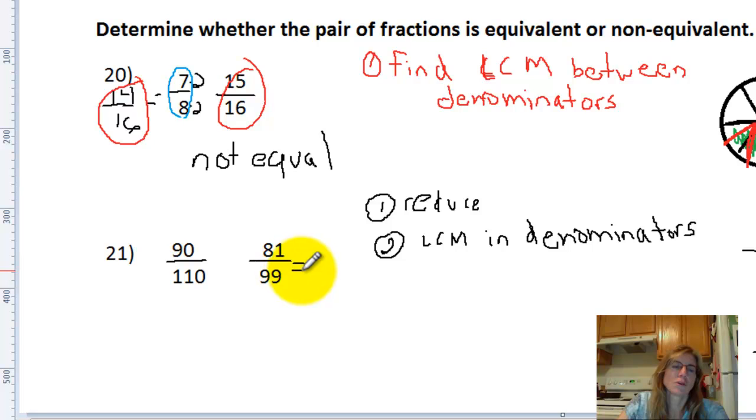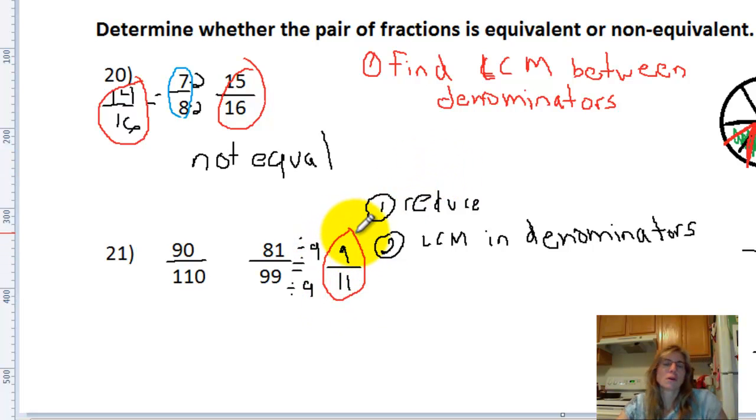So if I reduce this number, I have to figure out a number that can divide evenly into 81, and what number can divide evenly into 99. And it has to be the same number. You can't use different numbers. So 81 divided by 9 is 9. I have to divide the denominator by 9 if I divided the numerator by 9. So 99 divided by 9 is 11. I chose 9 because I knew it would work, because I know the multiples. Okay, so I reduced 81/99ths and I got 9/11ths.